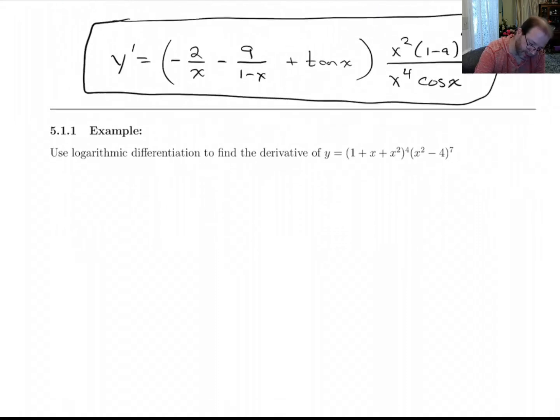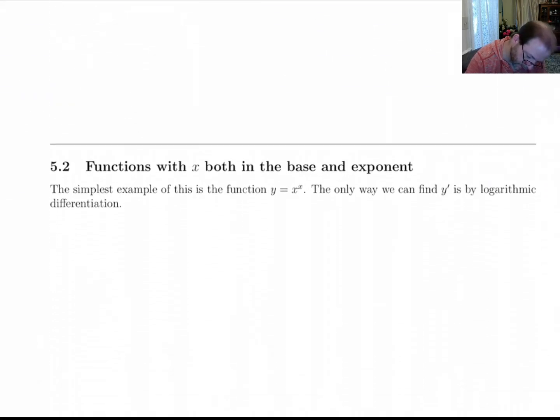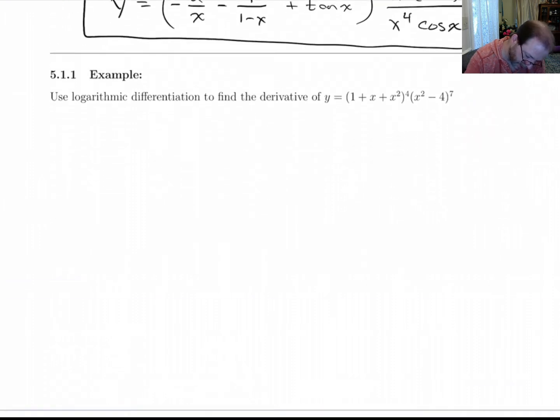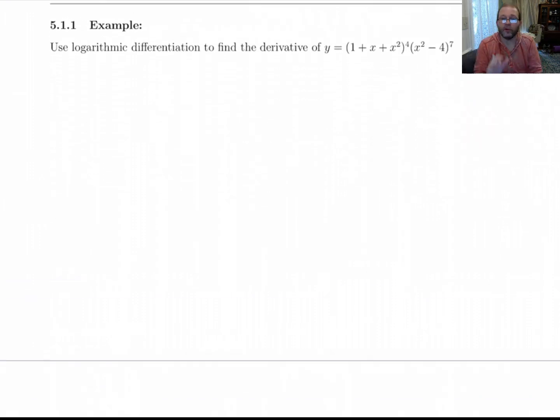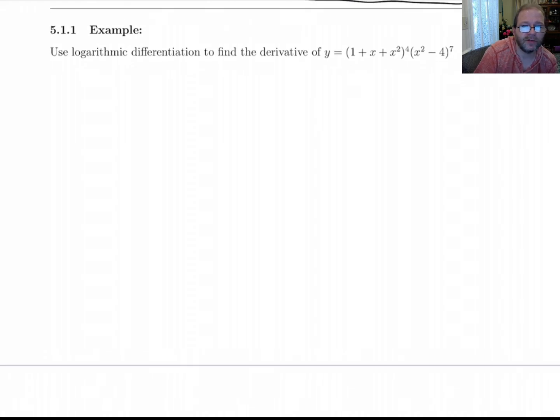So let's do a few examples. Let's see, how many examples do I have? I've got 511, 512. Yeah, let's do both of those. And then we'll save the rest of it for the final video for this section. Use logarithmic differentiation to find the derivative of this thing. Now this thing wouldn't be impossible to do by normal differentiation, but logarithmic differentiation will make it easier.